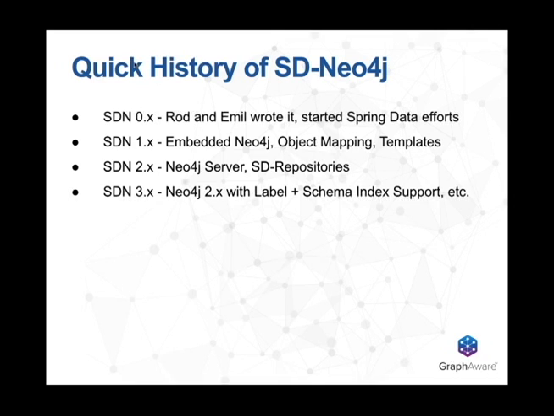Spring Data Neo4j has evolved from very early beginnings a few years back, when Rod Johnson and Emil Eifrem started writing it. Since then it's gone through a number of different permutations, catching up with the latest versions of Neo4j every time something came out. But it suffers from one major problem, I suppose you could call it, which is that when it was first started, the only capability you had with Neo4j was to run it embedded in your own application code. So you could not use a remote server.